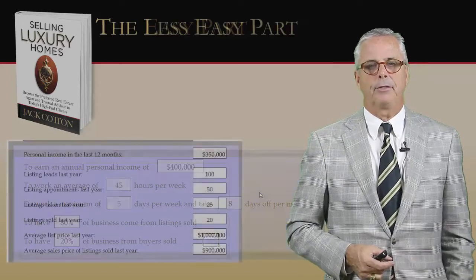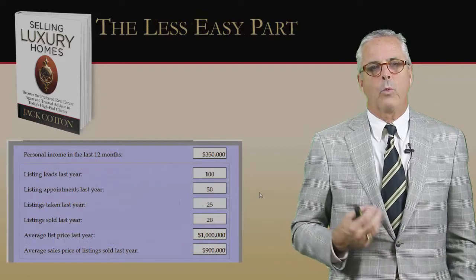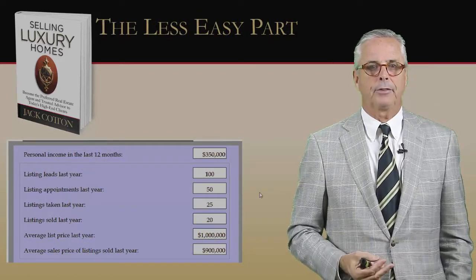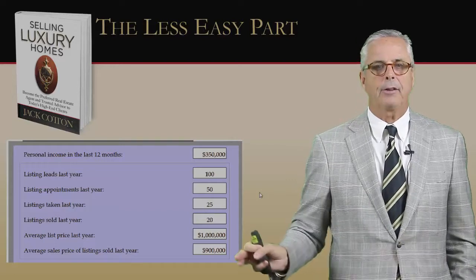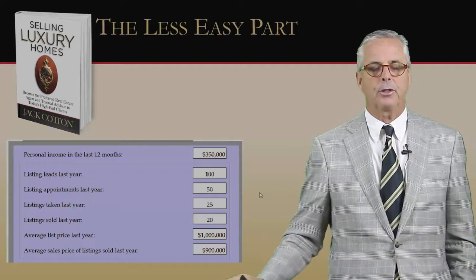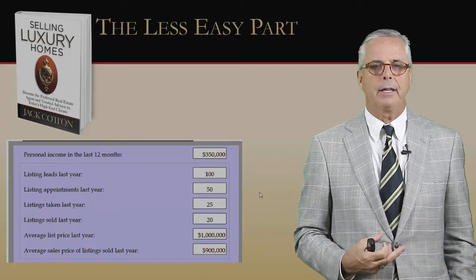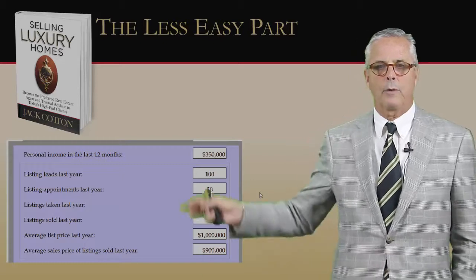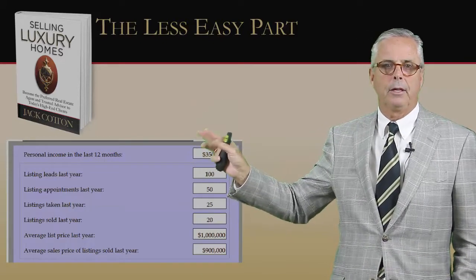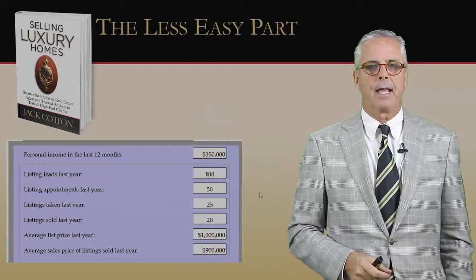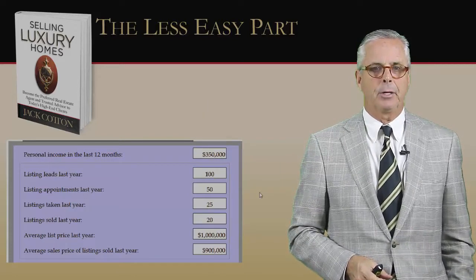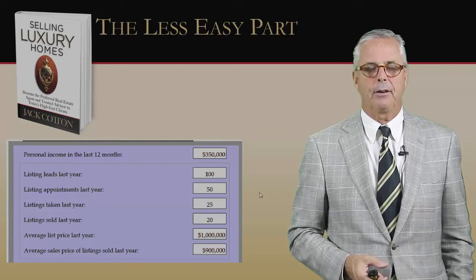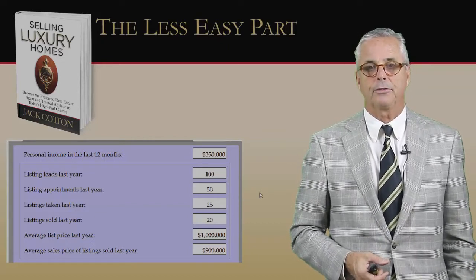Okay, the less easy part is this. Once you have all the data you need to do what I call a situation analysis, the business plan auto-calculates instantly, so there's nothing to do to create the plan. The hard part of this plan is to gather the data that goes into the plan. So basically, you've got some more white boxes here, starting with how much money you made in the last 12 months, how many listing leads did you have last year, how many listing appointments did you have last year, how many listings did you take last year, and finally, how many listings actually sold last year.